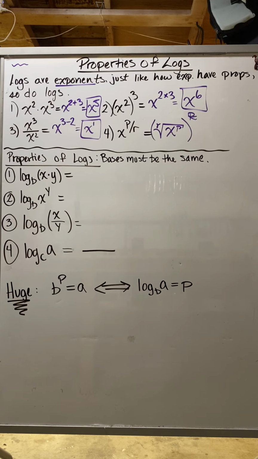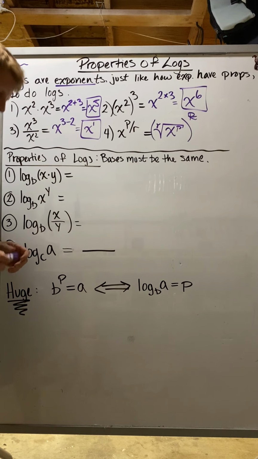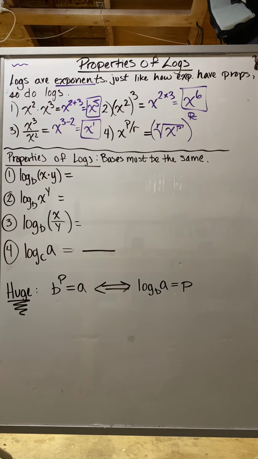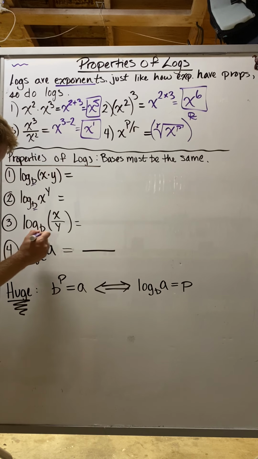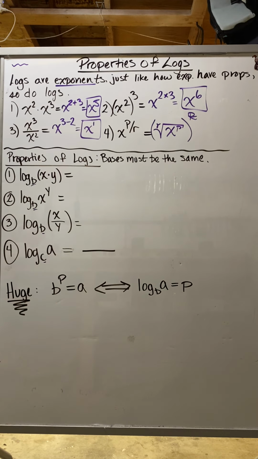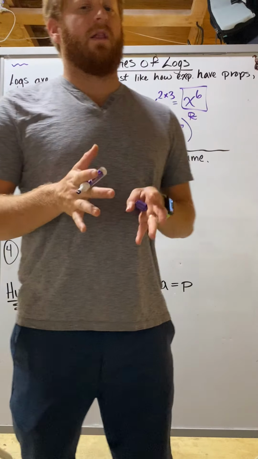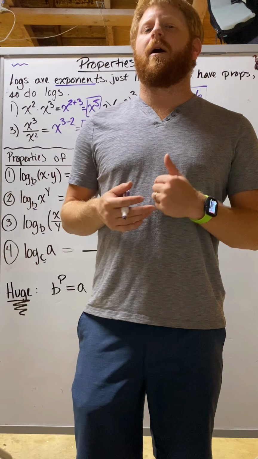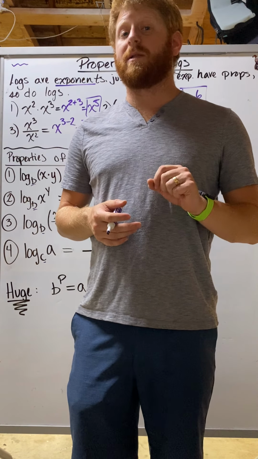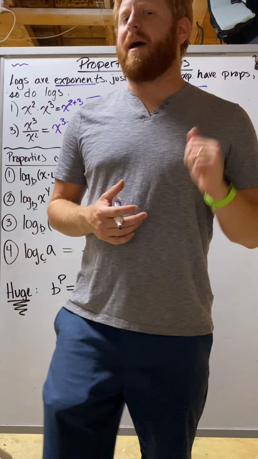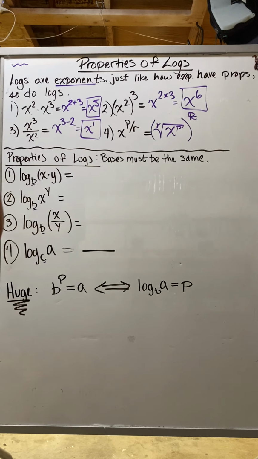So the first thing you need to know about properties of logs is that the only way these things actually work is if our bases are the same, as in the actual base we see in our log is the same, depending on which way we're doing these, okay? And these are going to allow us to expand a log expression or condense a log expression, and that's going to make our exponential equations, the hard ones, much easier to deal with. But we have to master these properties first.